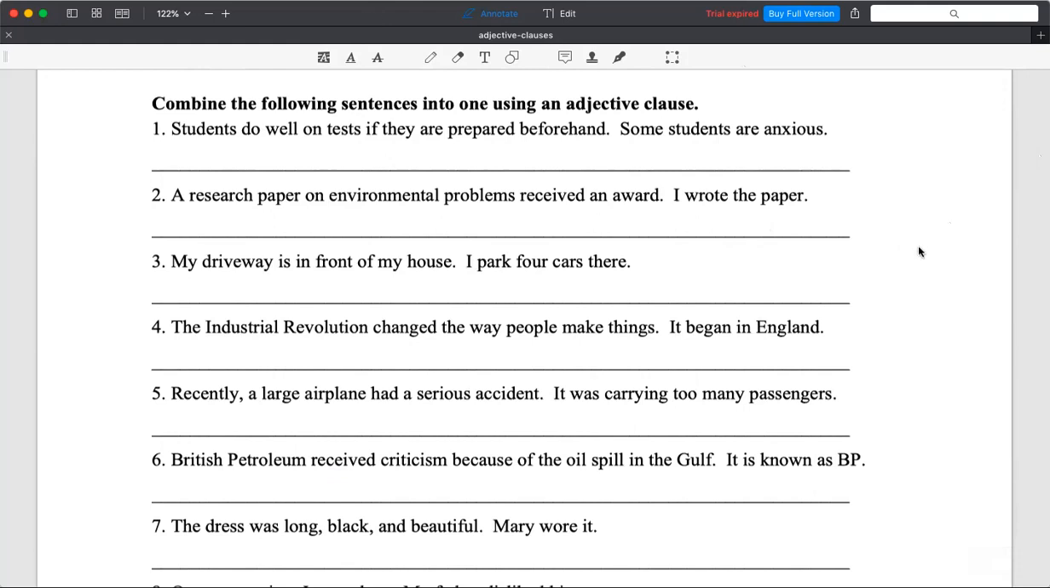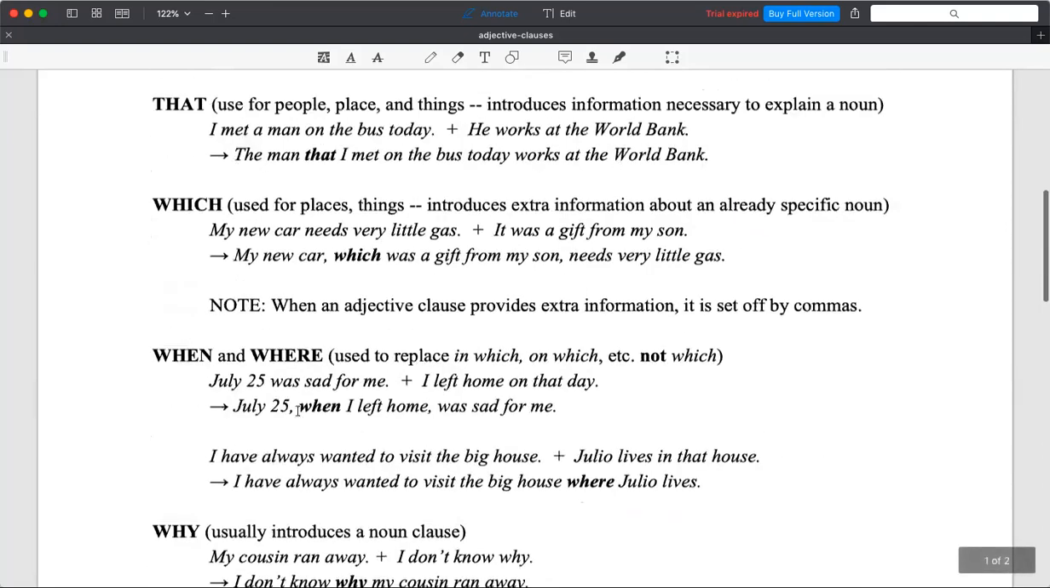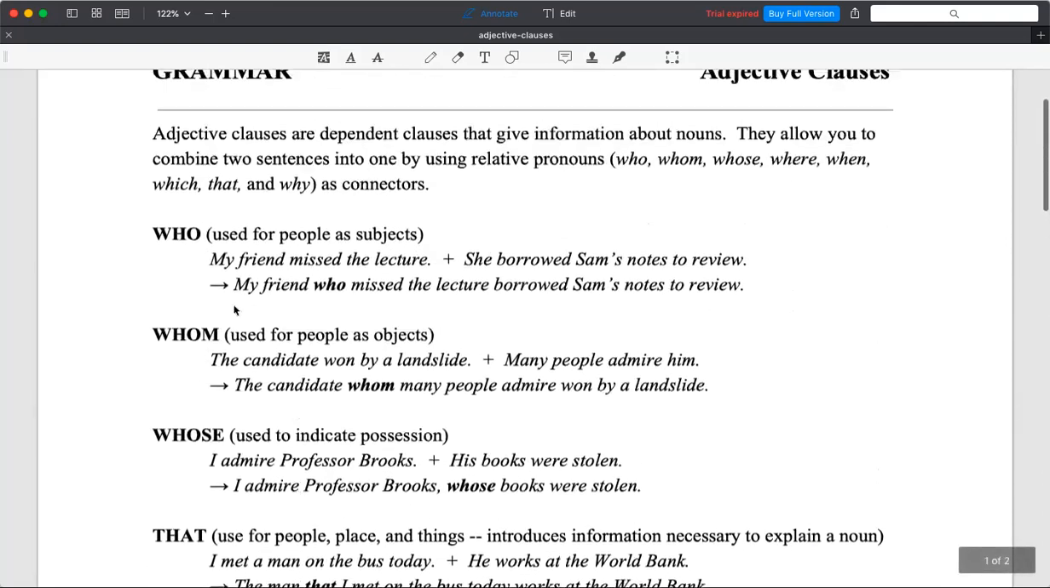Number 1, students. You don't need some, Alex. You can say students do well on tests if they prepare beforehand. My short sentence. And the second one, some students are anxious. So I would say students who are anxious. Instead of some students, you replace it with who. So the second sentence's subject can be replaced by these pronouns. That's why we call them pronouns.